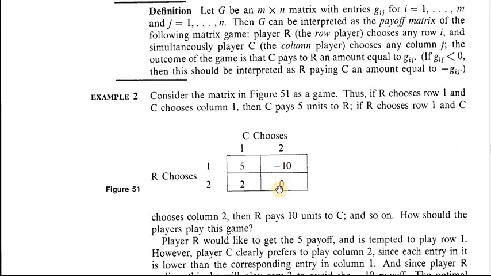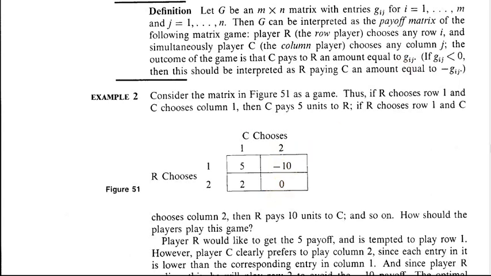So the maximin is the maximum worst value, the maximum guaranteed value for the row player. He can't do any worse, and he could possibly do worse if he played any other row. Similarly for the column player, the minimax. The maximum value in this column is a 5, so conceivably he could get a 5. But the maximum value in this column is 0. He can't do worse than 0.